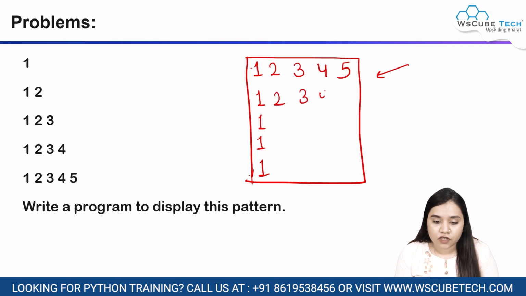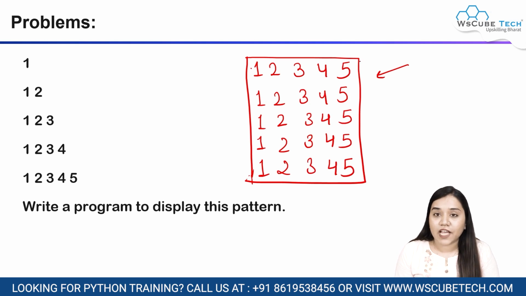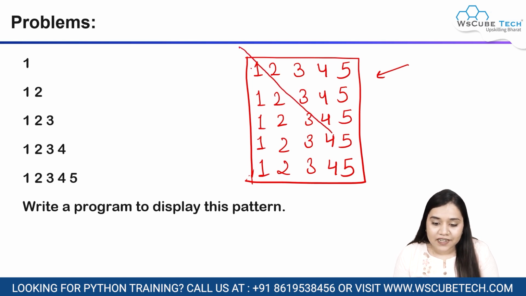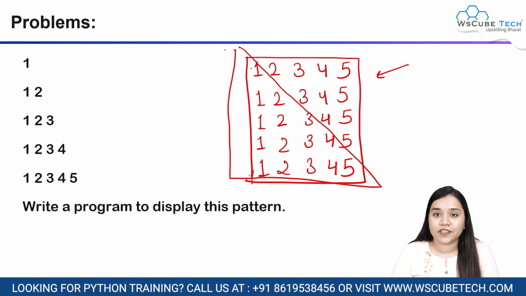2, 3, 4 and 5, in every row. Okay, so we have a block pattern over here. Now what do we need to do? We need to first create this pattern, and after creating this pattern, we will be cutting it diagonally in this way so that we can obtain this triangle over here. So first of all, let's get this pattern over here.